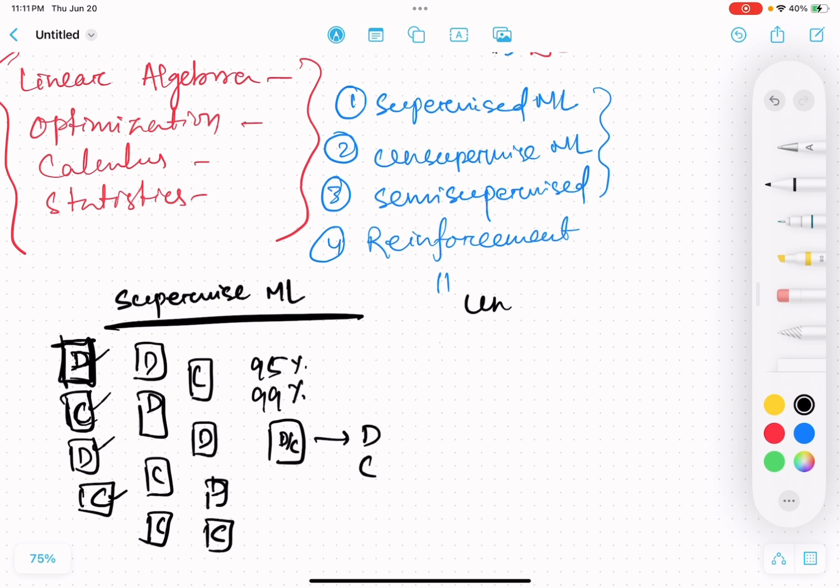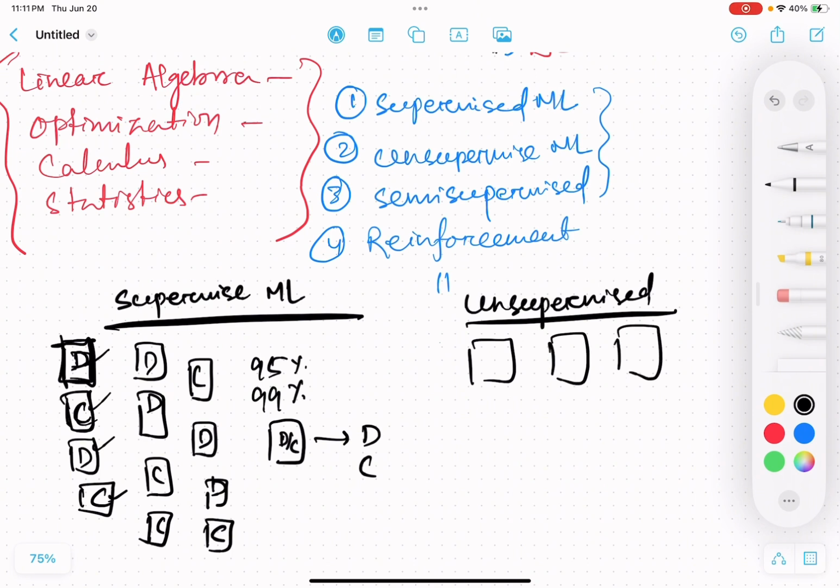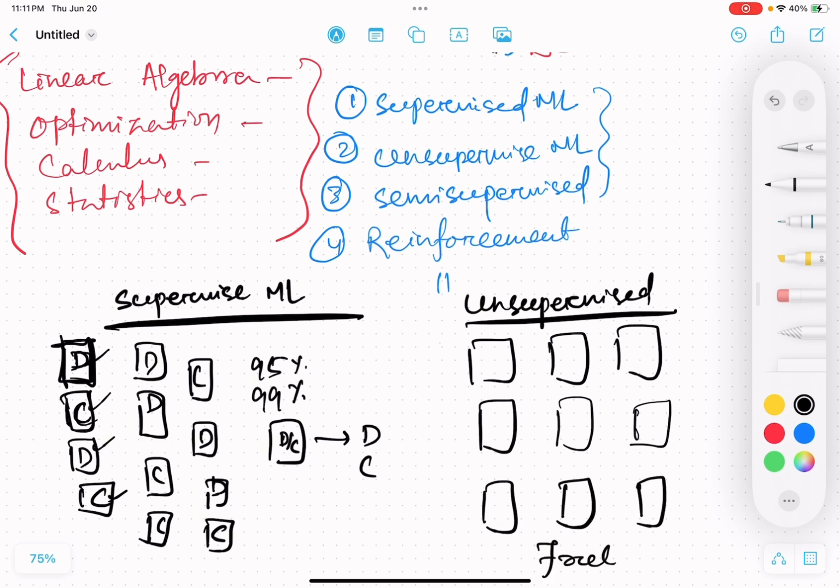What is unsupervised machine learning? Let's say you have pictures of fruits, and you don't know what they are. Let's say there are only 3 types of fruits. You do not know which one is what. It could be A, B, C. It could be anything. You don't know about that.